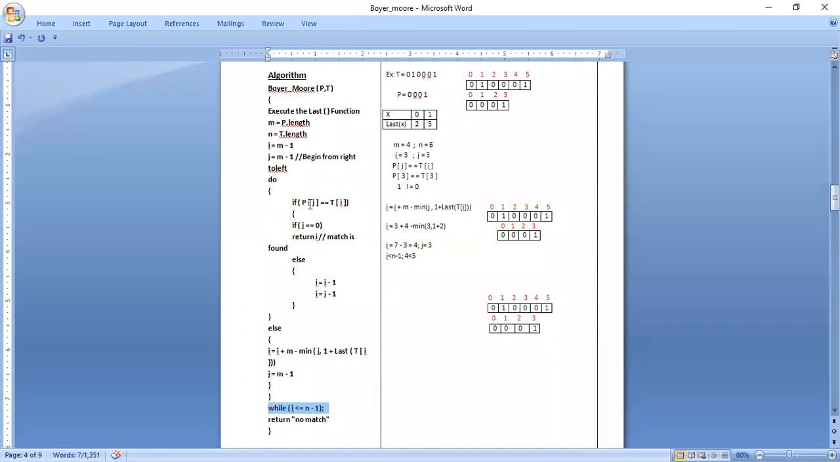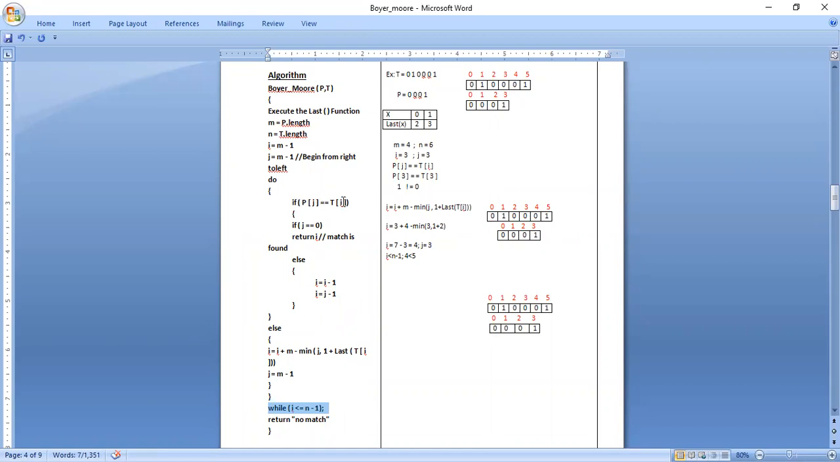Or else, if j is not equal to 0, what we are doing is decrementing the value. In the brute force we incremented, right? So here we are decrementing: i minus 1, and j minus 1, right?